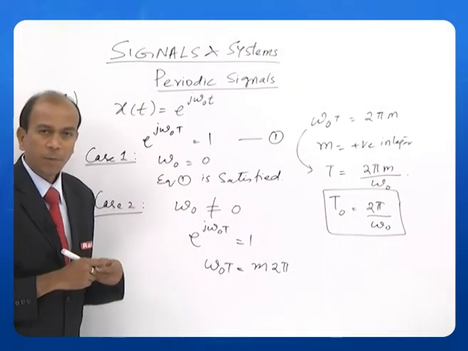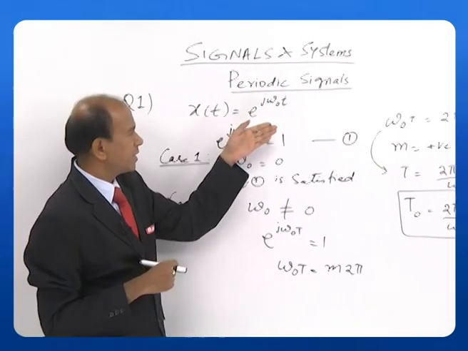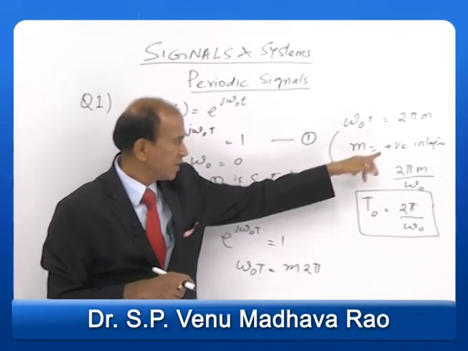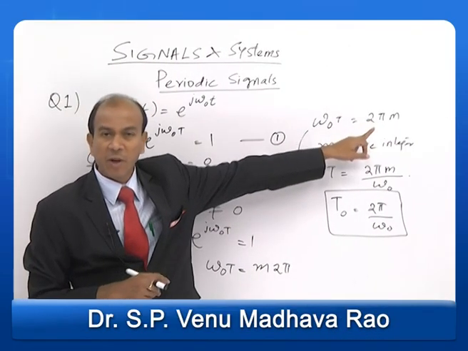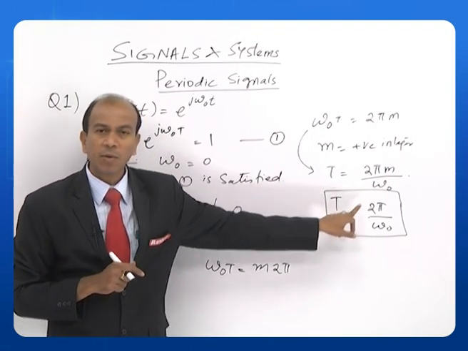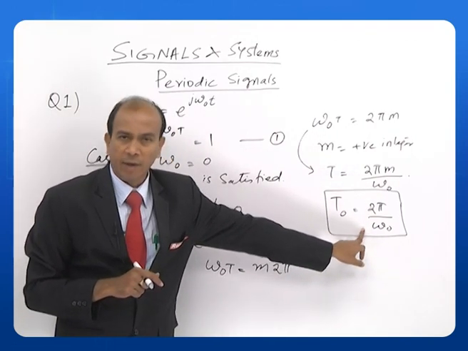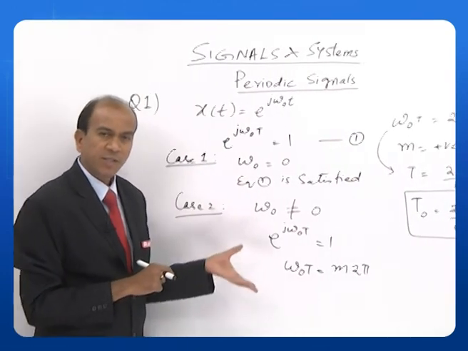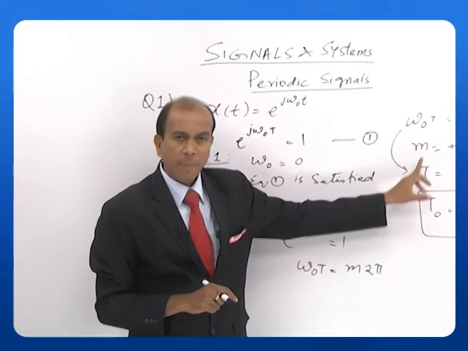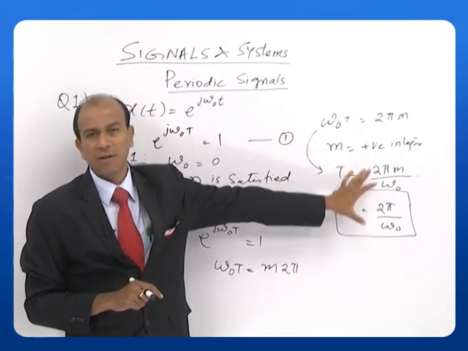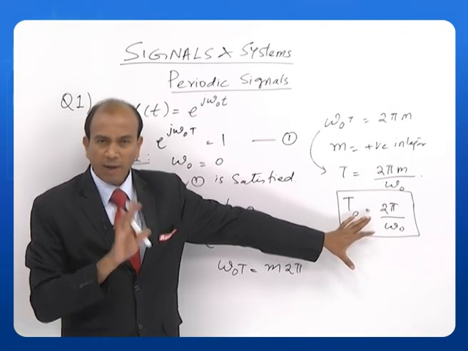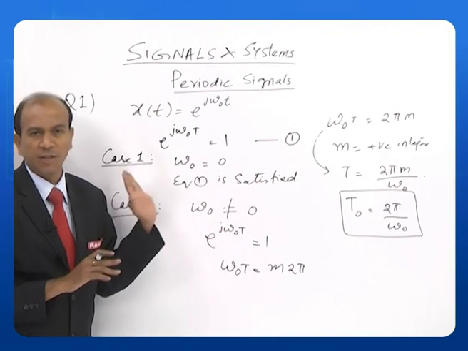Okay. So, the given signal, which is an exponential signal, will be periodic if it is satisfying this condition, omega naught t is equal to 2 pi m, when omega naught is not equal to 0, and the fundamental period is equal to 2 pi by omega naught. In the case of omega naught is 0, it is definitely satisfying with an arbitrary time period. Here, this is the fundamental time period when omega naught is not equal to 0. So, the given signal is periodic provided we satisfy these two conditions.